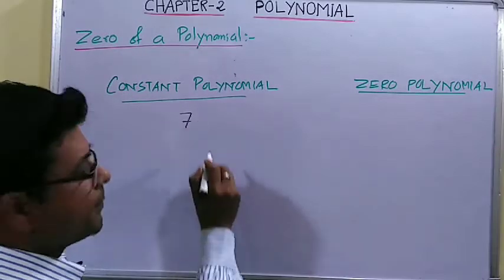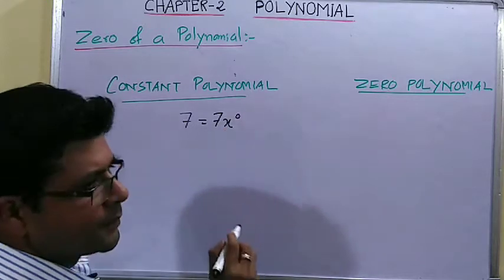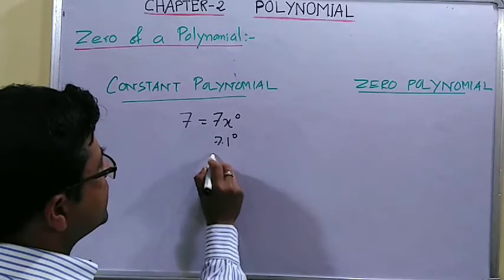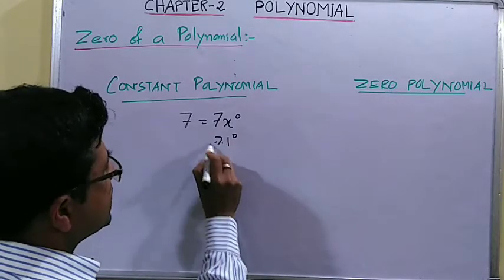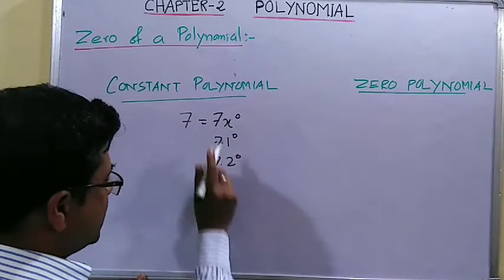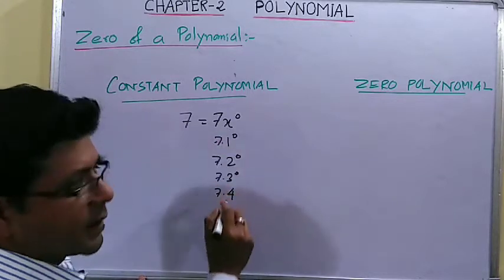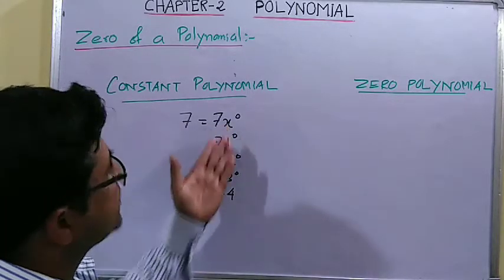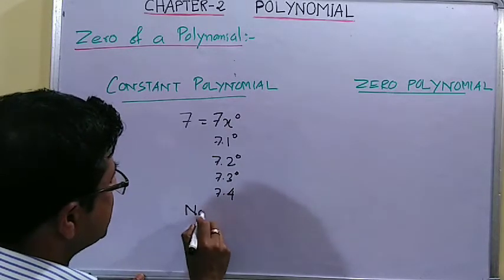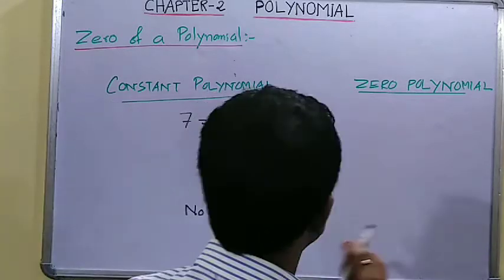Suppose 7. The 7 can be written as 7x to the power 0. So in place of x, you can put whatever you want, the value always remains the same. 2 to the power 0, the value is always 7. Whatever you want, you can put in place of x. So what will we say? The 0 of this, what is it? It has no 0. We cannot find out what the 0 is. It may be anything. Okay, no 0.